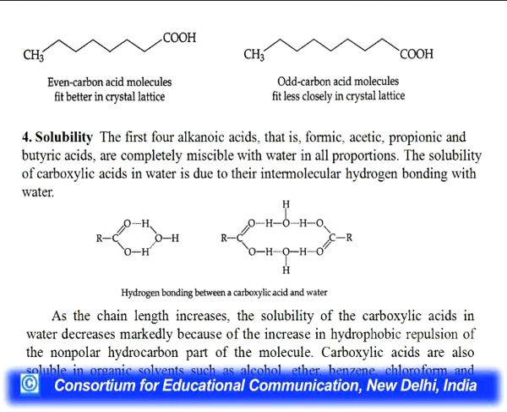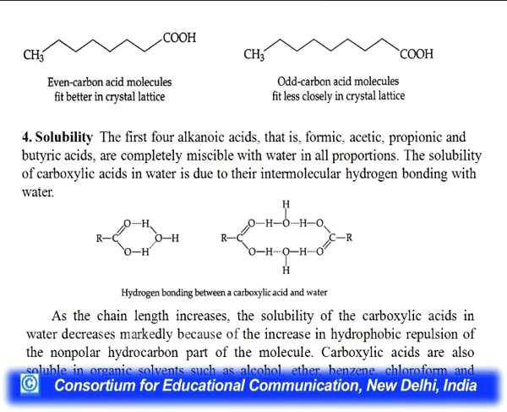So you can see the even carbon acid molecules and the odd carbon acid molecules, in which the methyl group and carboxylic group are on the same side and they fit less closely in the crystal lattice.